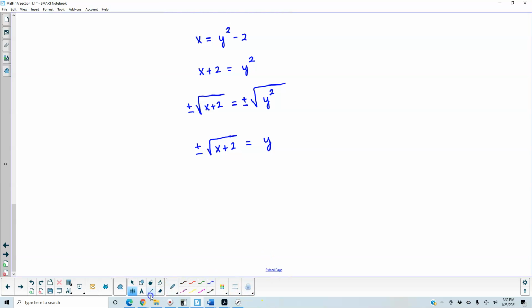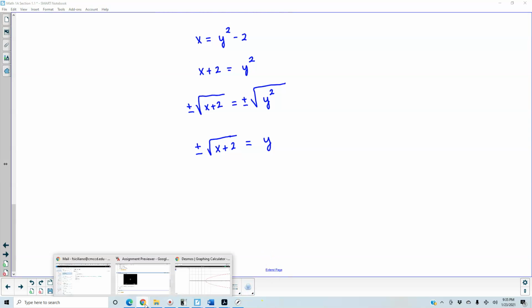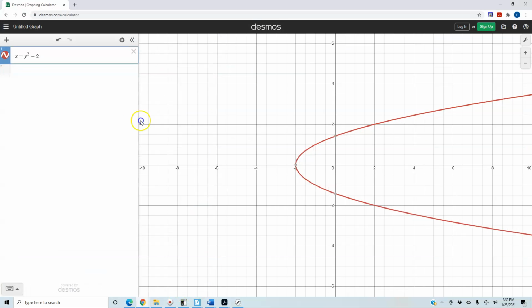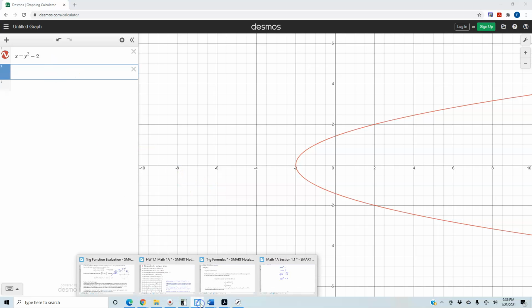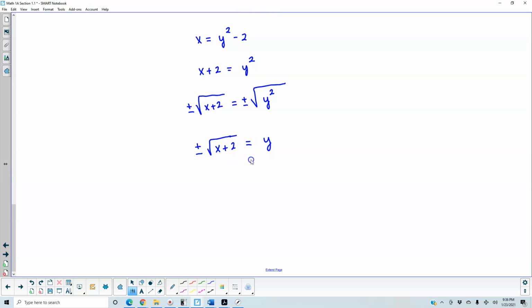So I'm going to show you this graph. This is called Desmos. You'll see this quite often in this class. It's a great online graphing calculator for free. But here is the graph that we first put in, which was x equals y squared minus 2. And as you can see here, it does not pass the vertical line test because it passes through more than one point.